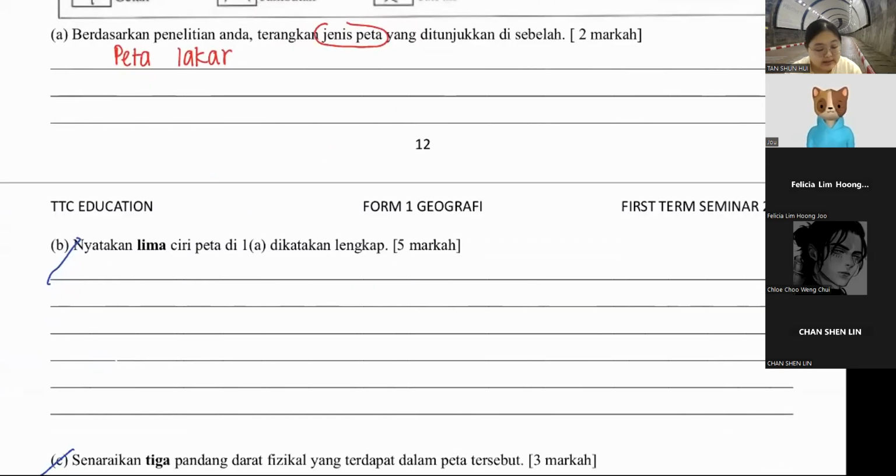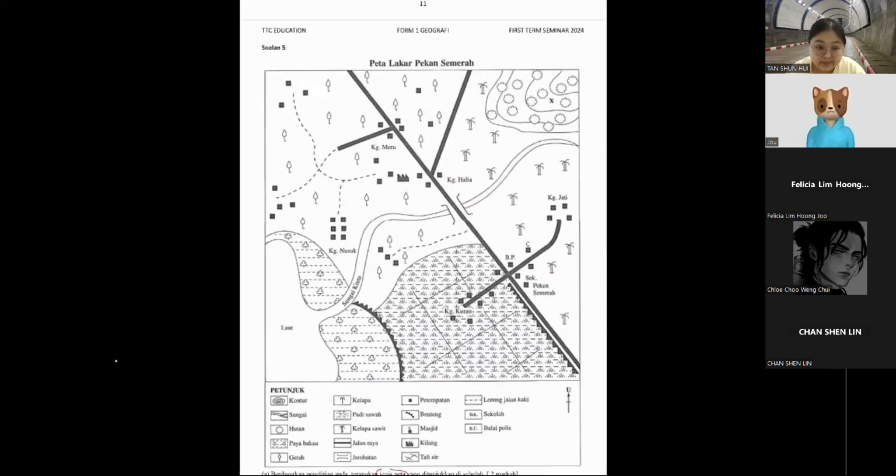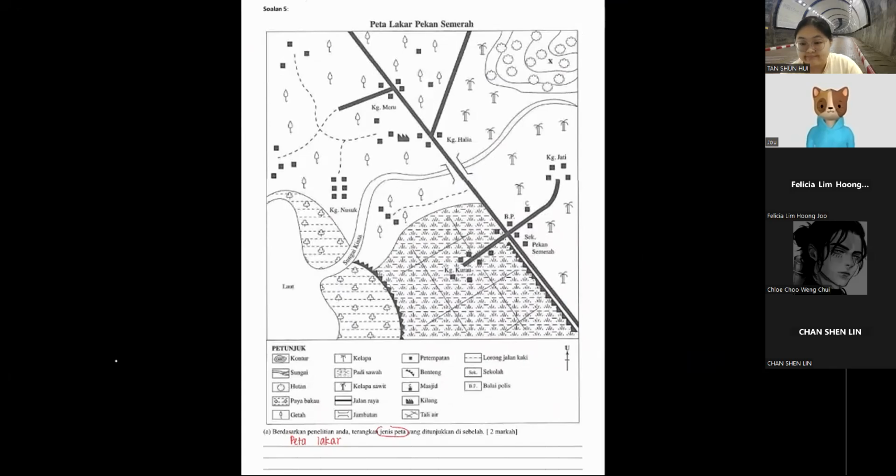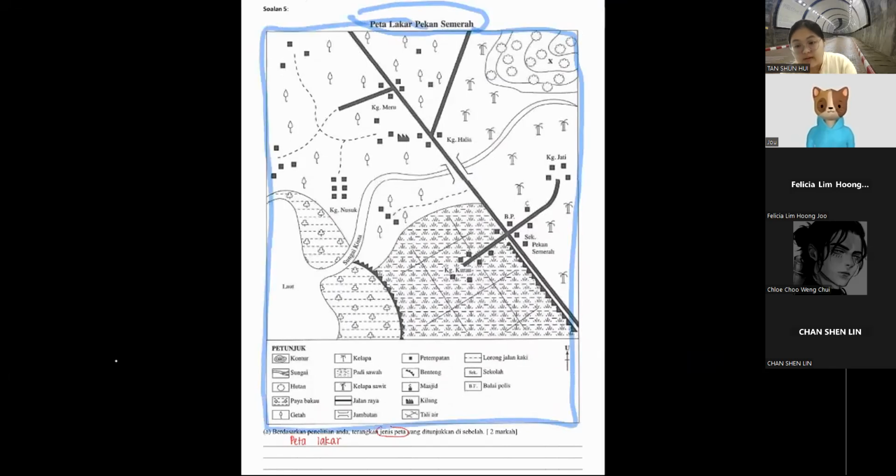Now, in peta laka, normally they like to ask you what? Nyatakan 5 ciri characteristic of the map. How many characteristics we have learned? 5. And they ask you, name me the 5. As a complete graph, I must have peta tajuk, yes. And then I must have the box. What's the name of the box? Pemidang. And then I need to have arah mata angin, right? I need to have petunjuk and all this symbol. So you got to have 5 things.